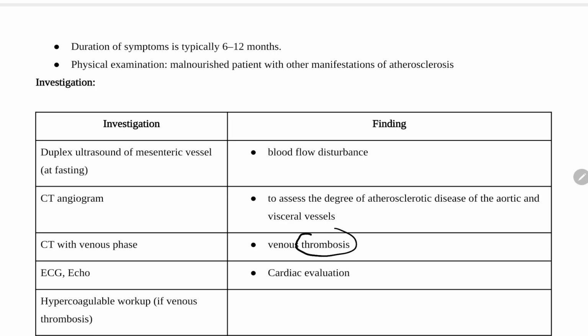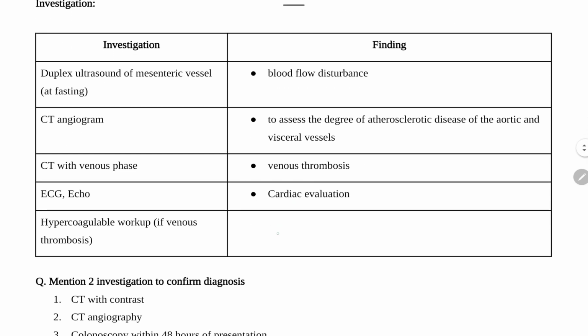And of course, echo, ECG, and chest X-ray for cardiac evaluation, and screening the patient for hypercoagulable state, that is antithrombin III, protein C, protein S panel, APLA panel, CBC, PBF, to find out the cause of thrombophilia or hypercoagulable state.